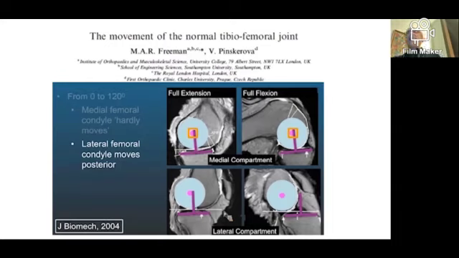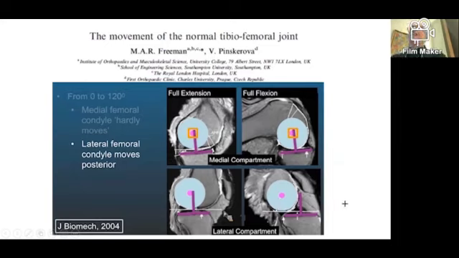And this dynamic MRI explains the movement of the normal femorotibial joint. It was described by Freeman in the Journal of Biomechanics in 2004. We see that the flexion at 90 degrees is almost stable here. And in the lateral compartment, in high flexion, you have an anterior displacement of the tibial plateau and posterior displacement of the lateral condyle.